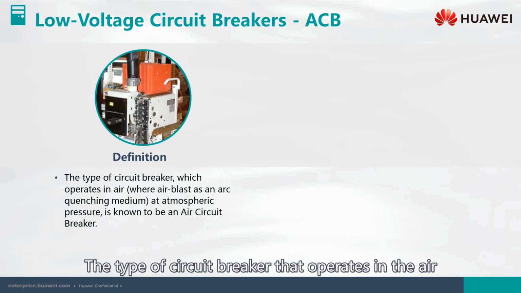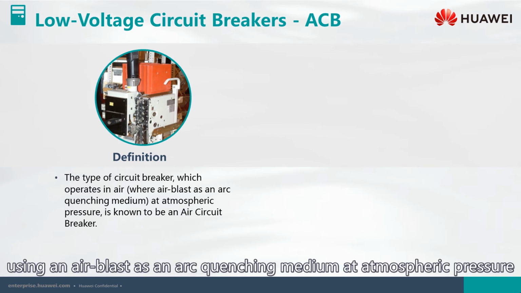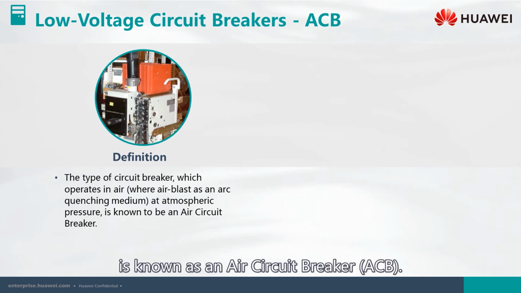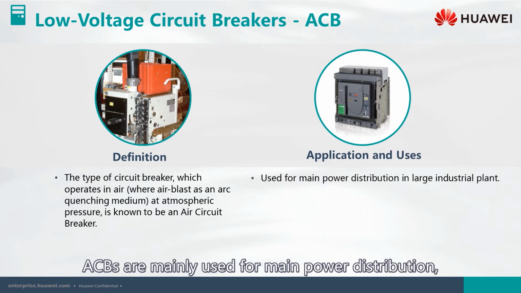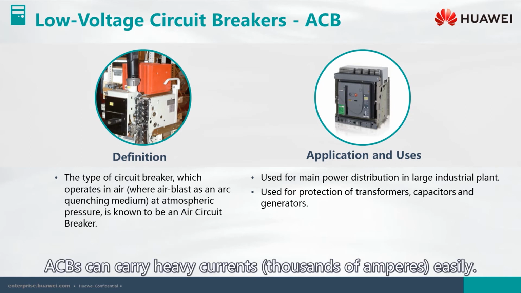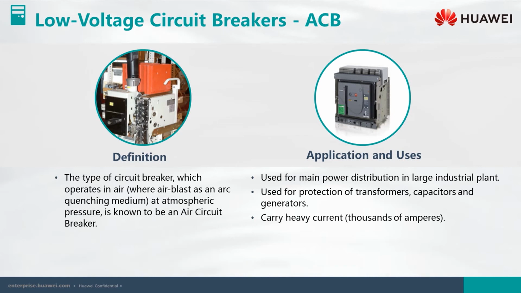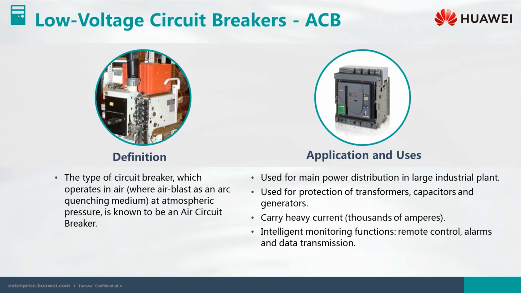The type of circuit breaker that operates in the air using an air blast as an arc quenching medium at atmospheric pressure is known as an air circuit breaker, ACB. ACBs are mainly used for main power distribution, such as transformers, capacitors, and generators in large industrial plants. ACBs can carry heavy currents, thousands of amperes easily. It has intelligent monitoring functions, remote control, alarm, and data transmission.